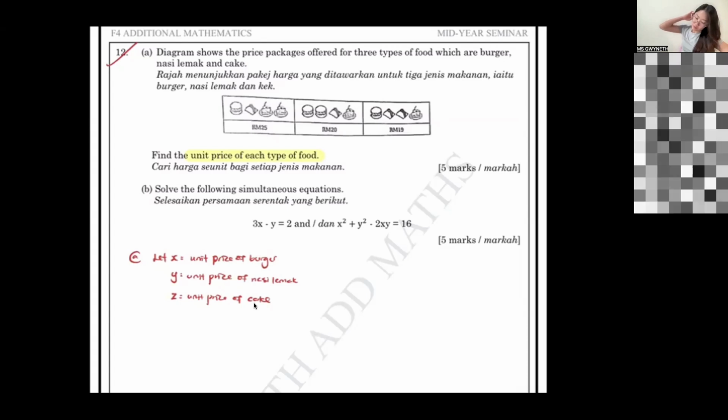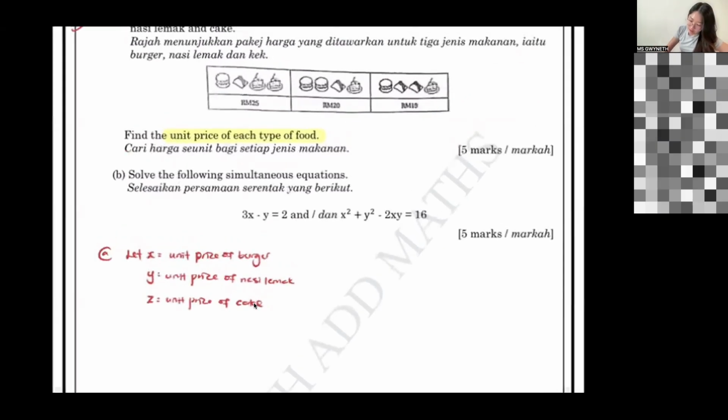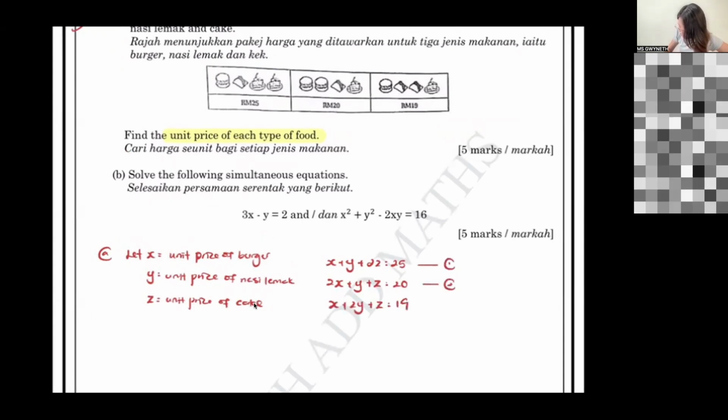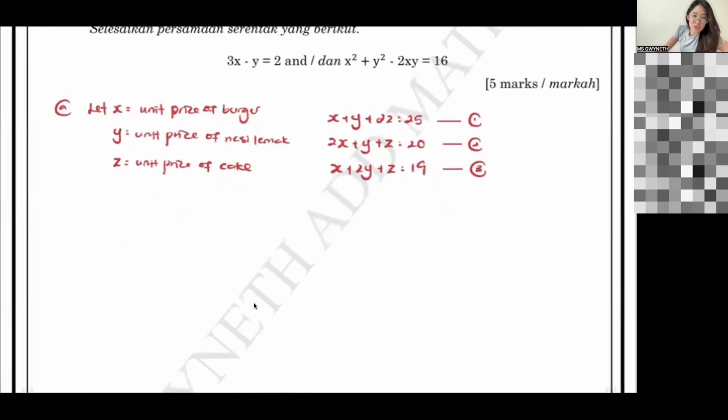Okay, so now we form 3 linear equations first. We got 1 cake, 1 nasi lemak, 1 burger, 1 nasi lemak, 2 cakes. So the first one will be x plus y plus 2z equals 25 ringgit. Next, 2x plus y plus z equals 20. x plus 2y plus z equals 19. Equation 1, equation 2, equation 3. Okay, everybody, if the system of equations each has x, y, z, it's very easy. You can do substitution, you can do elimination method. I will do elimination method for you.